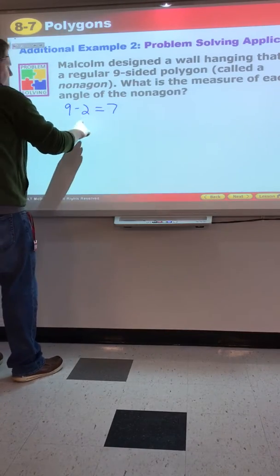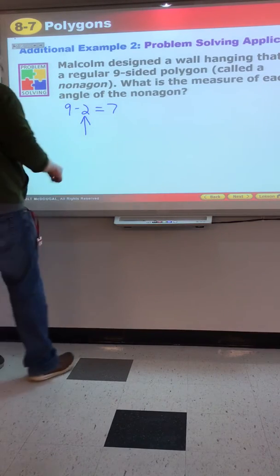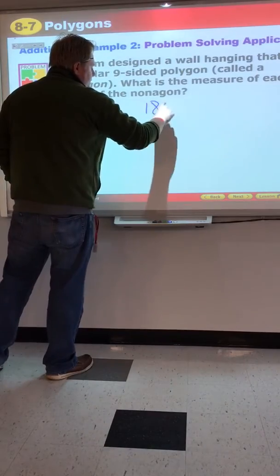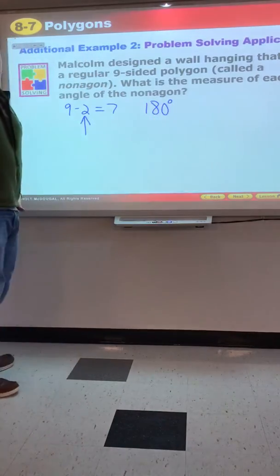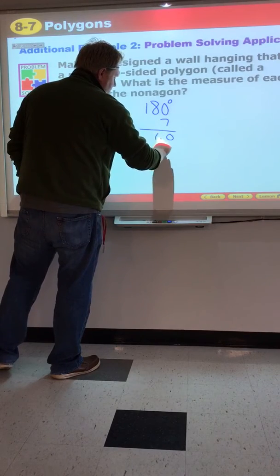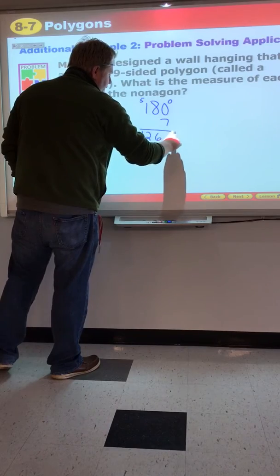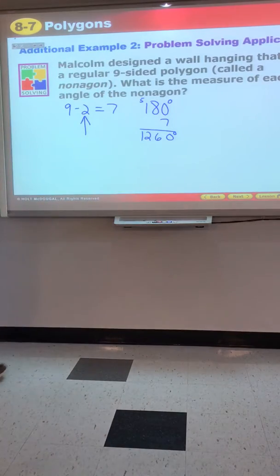Now, the reason we subtract 2 is because if we make a 9-sided item and we put 7 lines inside of it, that means there's going to be 7 triangles. Okay? So then we take the 180, which is the number of degrees in each triangle, times 7. That's 1,260. There's 1,260 degrees in a nonagon.